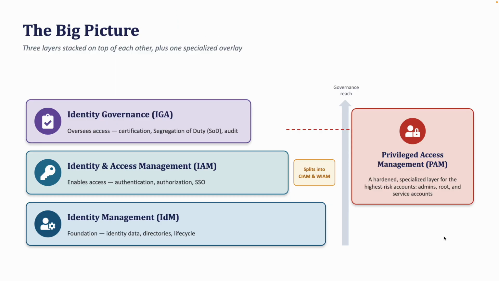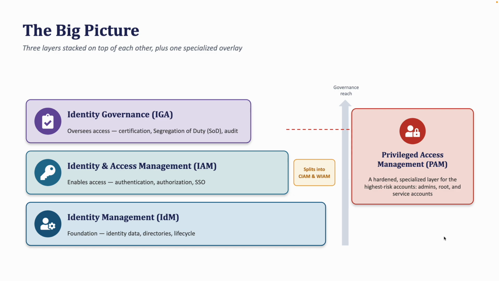Let's look at the big picture first. The three layers stack on top of each other plus one specialized overlay. You can consider it that way. So we looked at four different terms: IDM, IAM, IGA, and PAM. If you look at IDM, that's the foundation. That is where the identity data related to users, employees, and partners is stored in directories or databases, and you manage the life cycle of that data. That's identity management. We'll look into that in detail next.